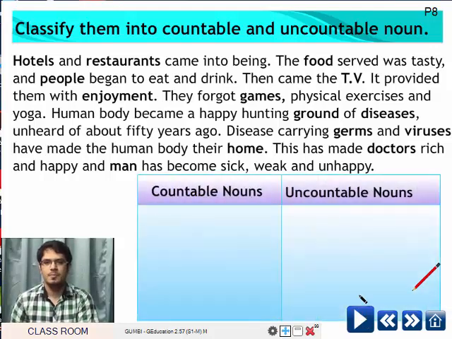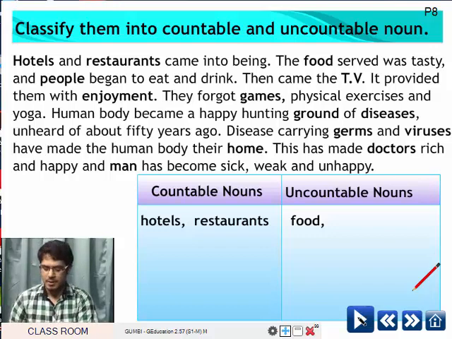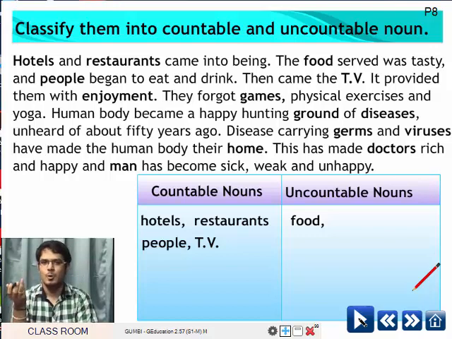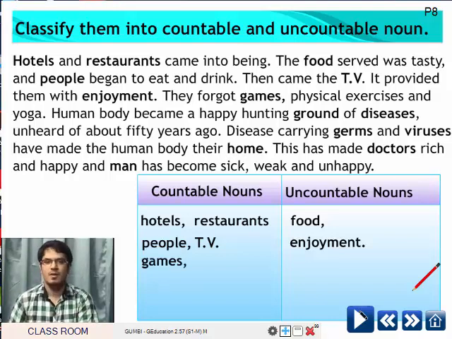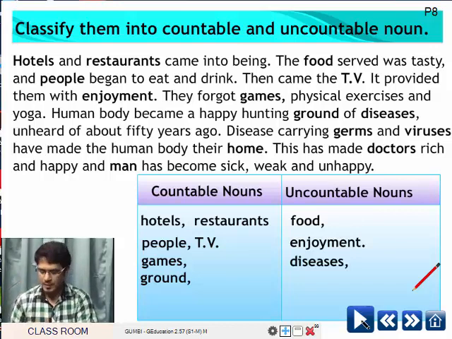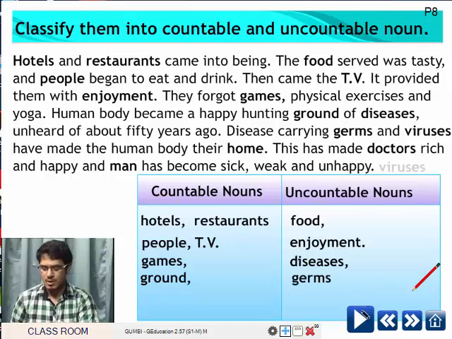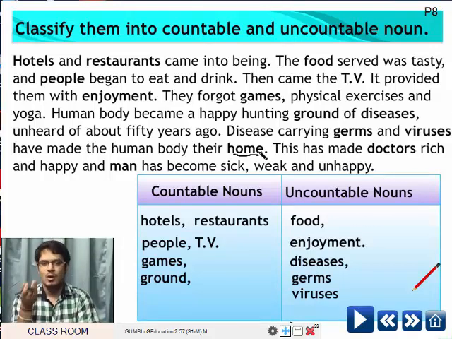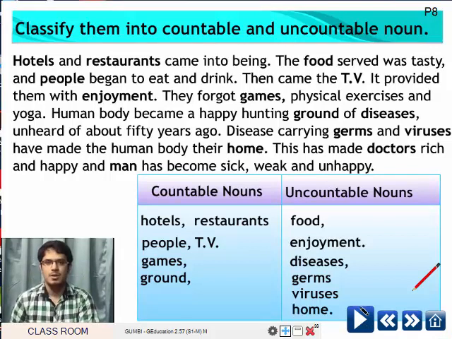Hotels. Can you count hotels? Hotels and restaurants. Food cannot be counted. People, you can count the people. How many people are there? TV can be counted. Enjoyment, can you count the enjoyment? No, right? So you cannot count the enjoyment. Games, you can count. Ground can be counted. Diseases cannot be counted. Very good. Germs and viruses, we cannot count them, so we put them under uncountable nouns. Home, can you count? So we have to put them under uncountable noun. Doctors can be counted.